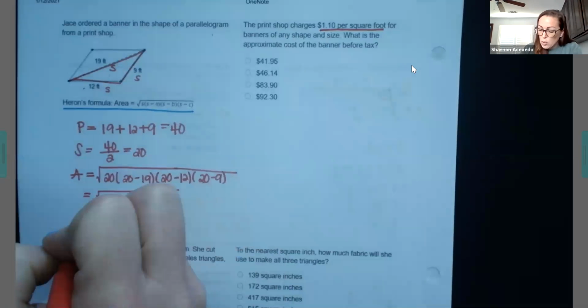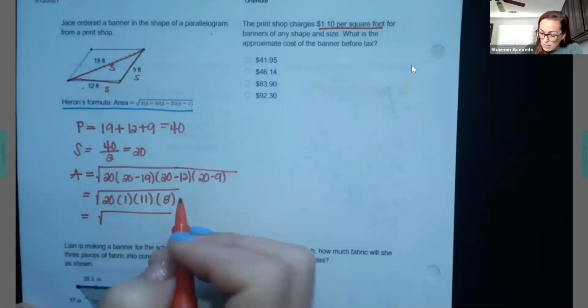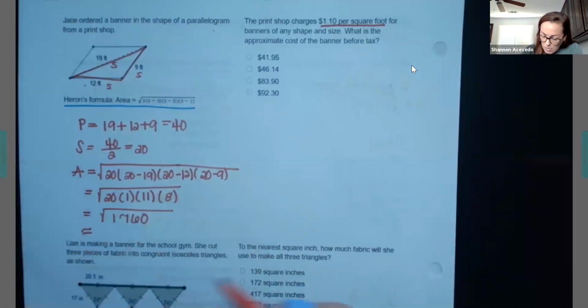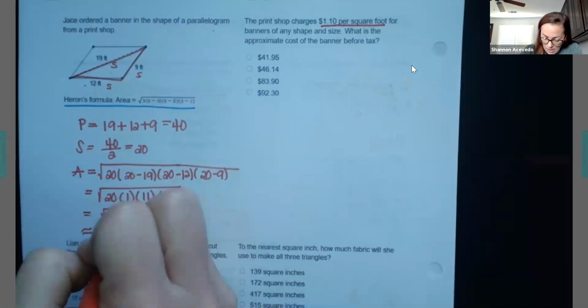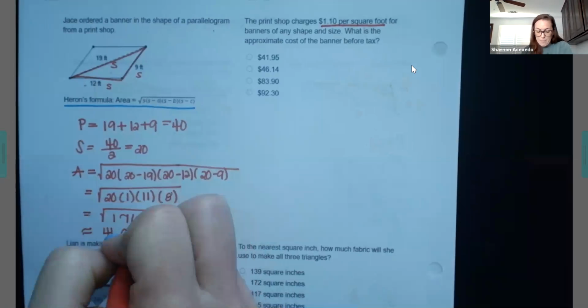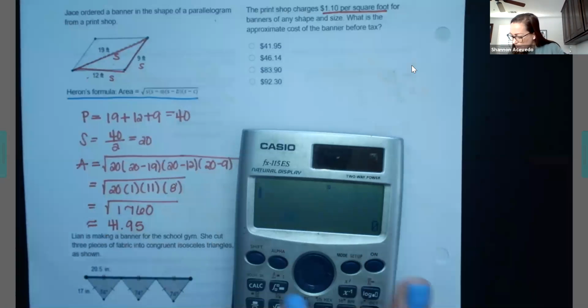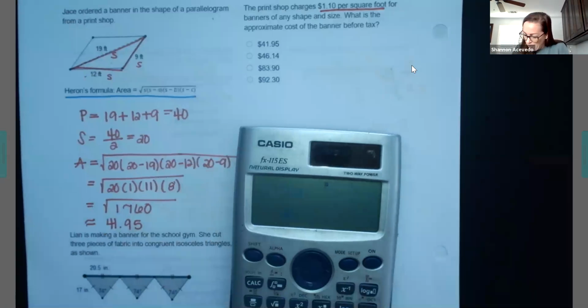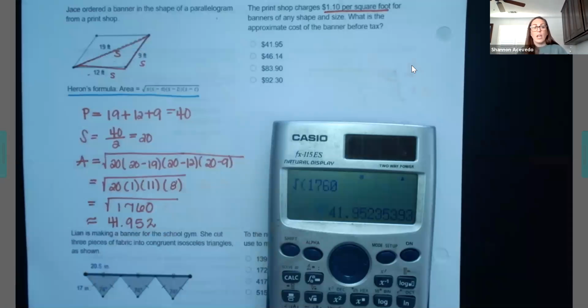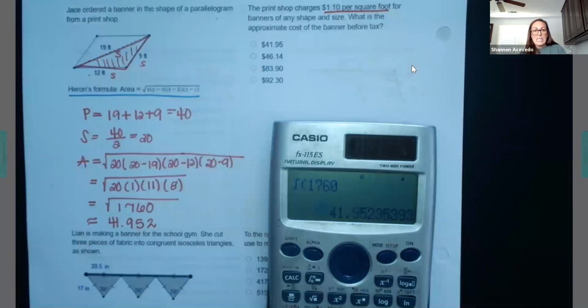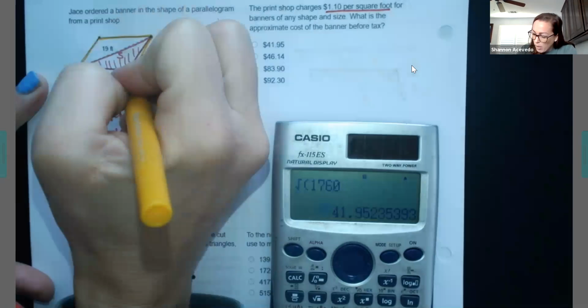They're still going to be equal. It's going to be the square root. 20 times 1 times 11 times 8 is 1,760. The square root of 1,760 is going to be 41.95. Let me do one more decimal out. All right, so that's only going to be for just this right here in the red, but I want the entire thing. So I'm going to take that and multiply it by 2 so I could get my entire parallelogram.